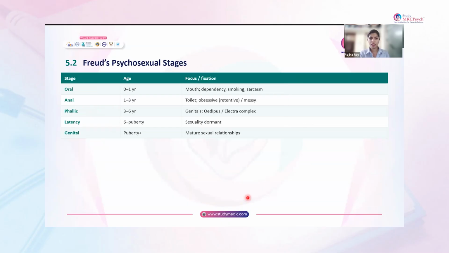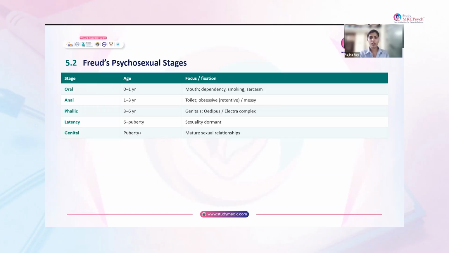Now coming to Freud's psychosexual stages, we all know that Freud proposed that personality develops through 5 psychosexual stages, with each stage centered on pleasure from different body regions. And if the conflicts are unresolved, there can be fixation and can influence the adult personality. So let's try to look at the stages one by one.